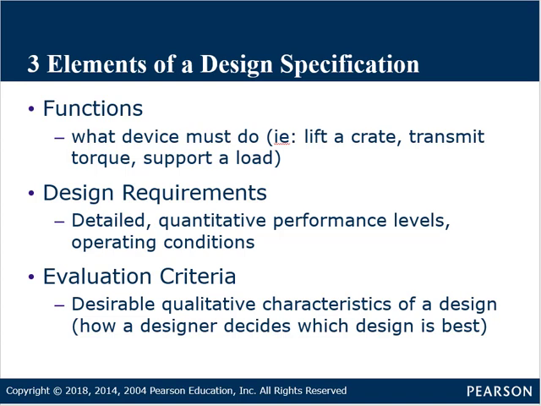Okay, so I want to talk about 3 elements of a design specification. Functions. What is this machine supposed to do? It's supposed to lift a crate, transmit torque, support load, something like that. And then what are the design requirements? These would be detailed quantitative performance levels and operating conditions.